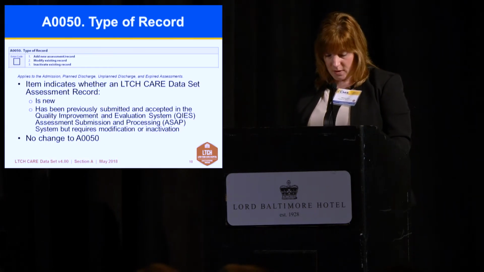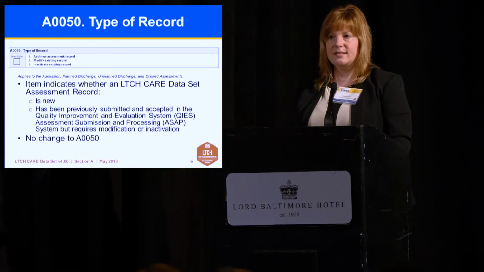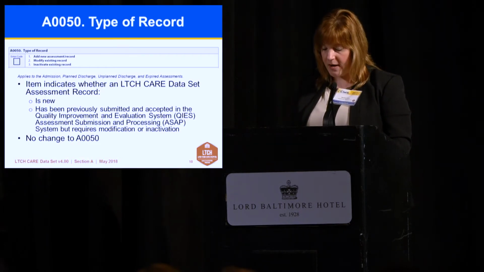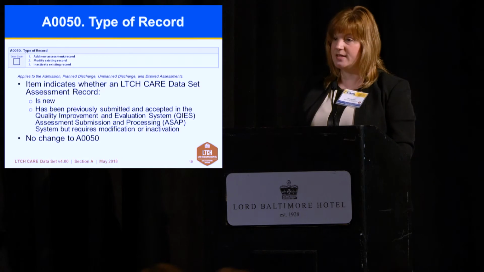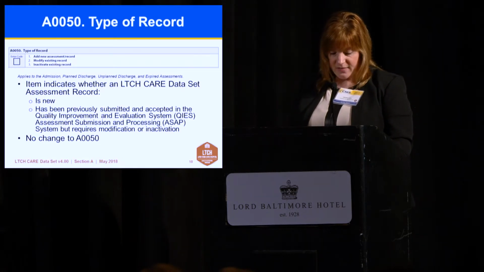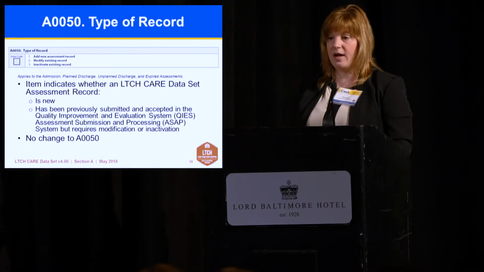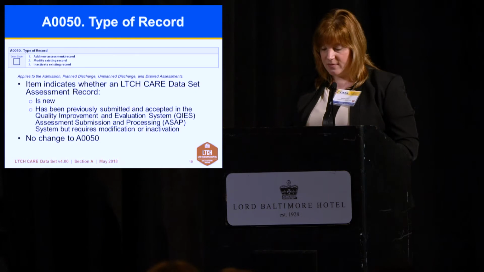The first element in Section A, A0050, asks us to code what type of record we are entering and to indicate if the assessment is a new assessment, a modification to an existing record that we have previously submitted, or an inactivation of an existing assessment record. There are no changes to Section A0050.